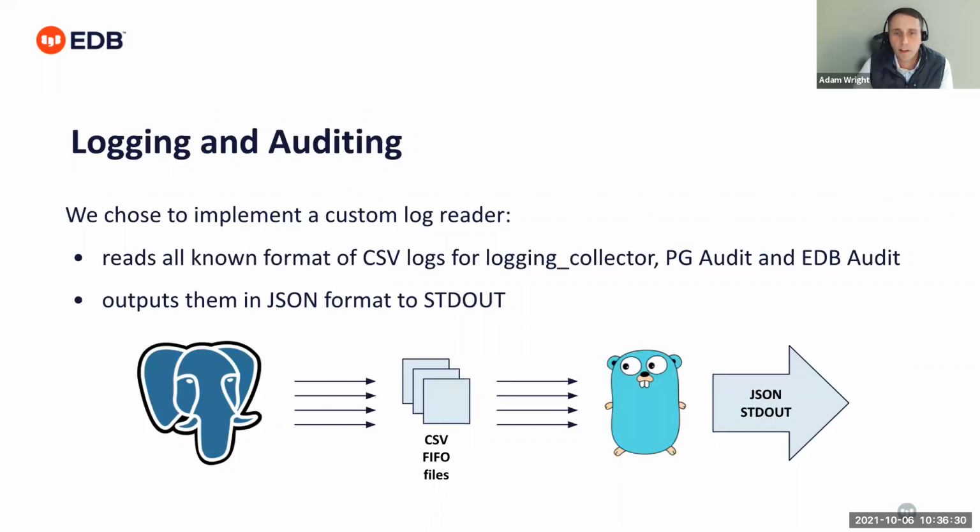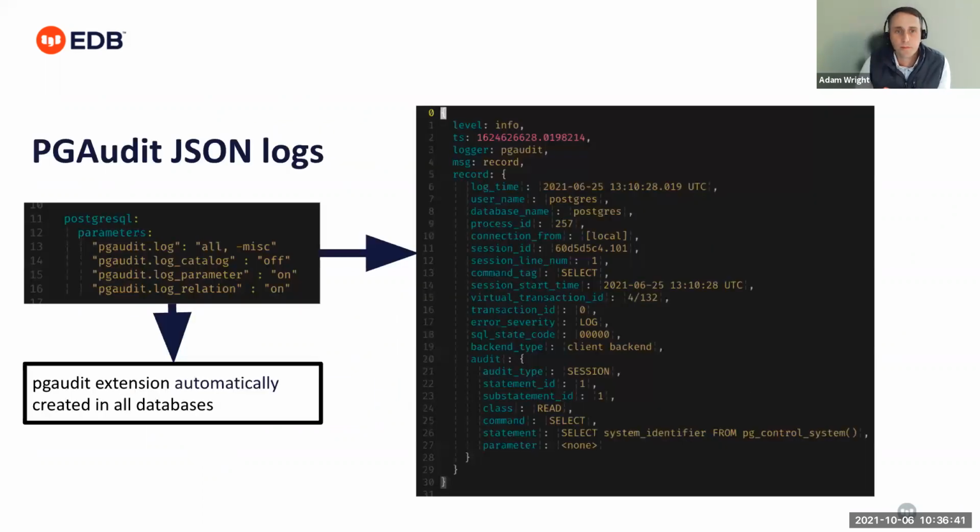So we implemented the custom log reader here. CSV files outputted, custom reader, and then out to JSON to integrate with your other logging systems. So we'll just take a PG audit example here. One of the nice things here is logger PG audit. So you could also send in different directions, right?